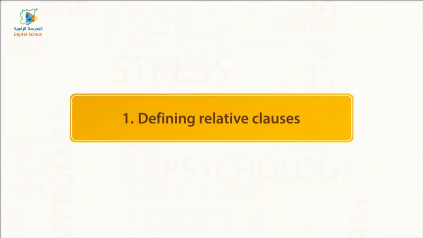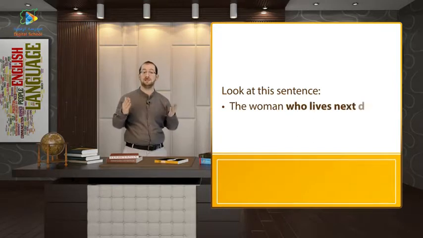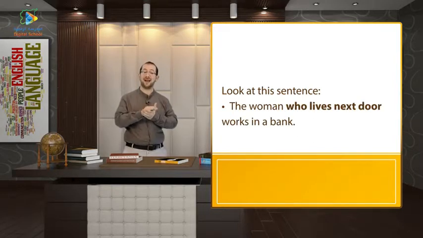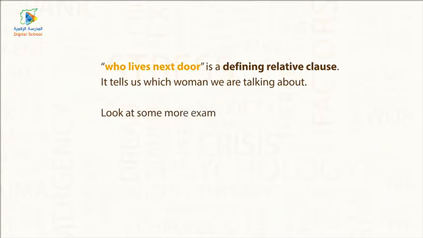1. Defining relative clauses. Look at this sentence. The woman who lives next door works in a bank. Who lives next door is a defining relative clause. It tells us which woman we are talking about. Look at some more examples.